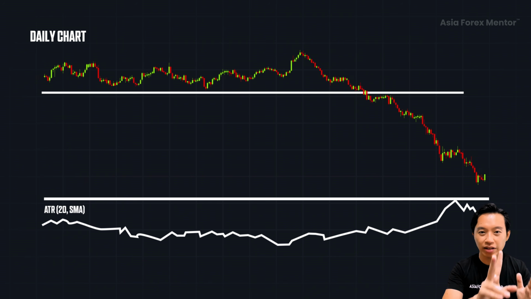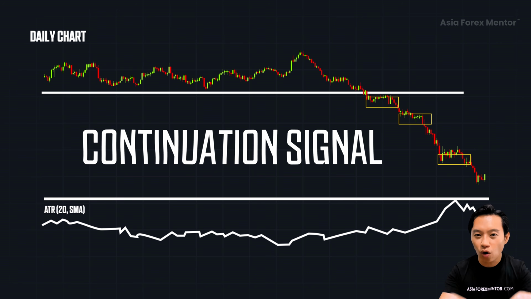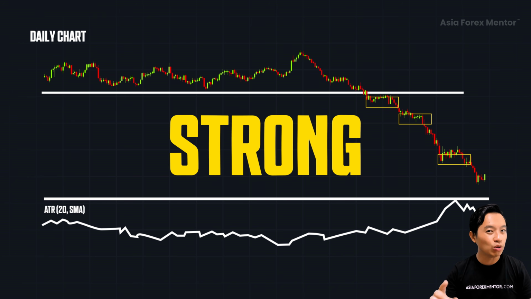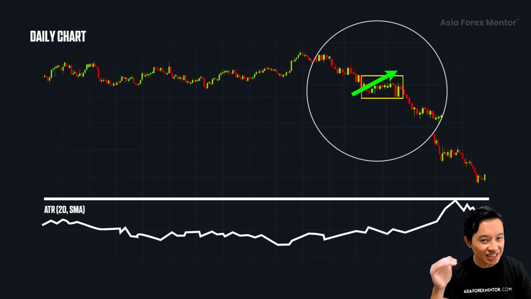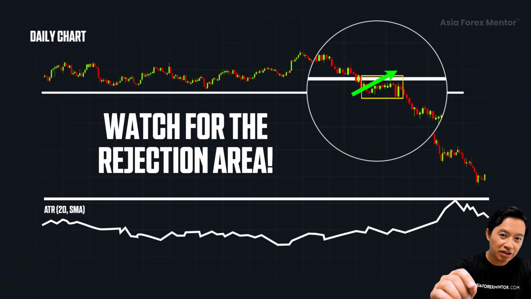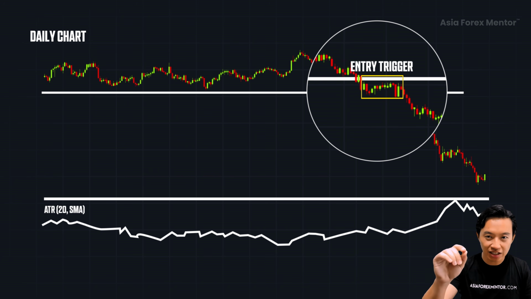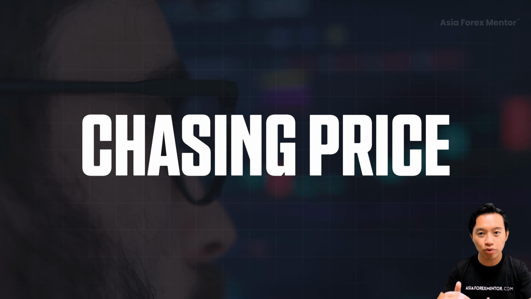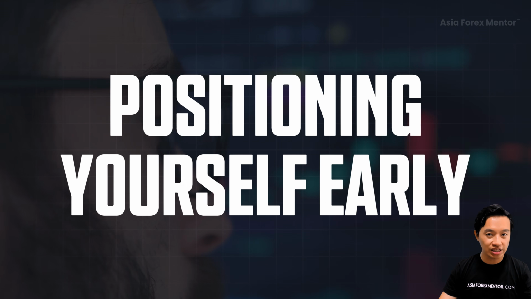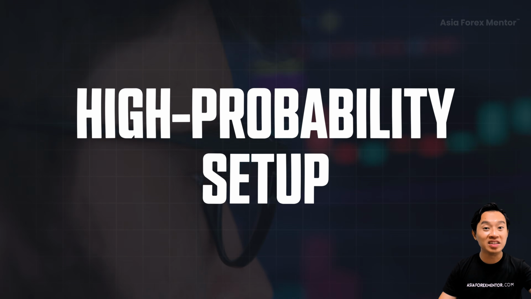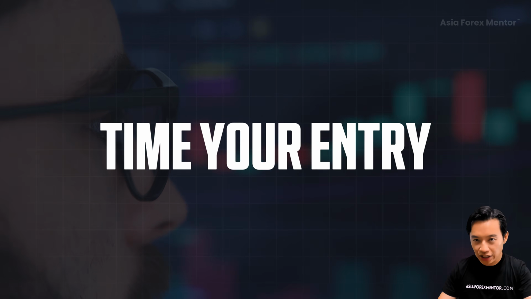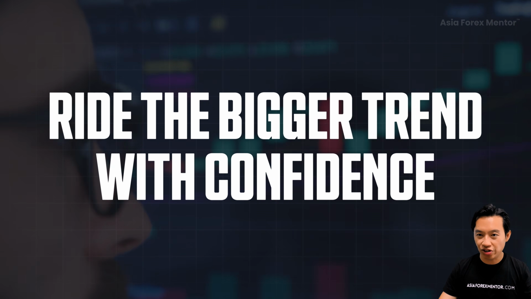There are two things that you can trade with. First one is a bear flag. So when you see a bear flag, this is a continuation signal. It means what? The momentum is still strong. Or in the downtrend, when price goes up and hits the resistance, watch for the rejection area. It is an entry signal itself. It's not about chasing the price. It's about positioning yourself early in a high probability setup. You find the structure, time your entry, and then you ride the bigger trend with confidence.